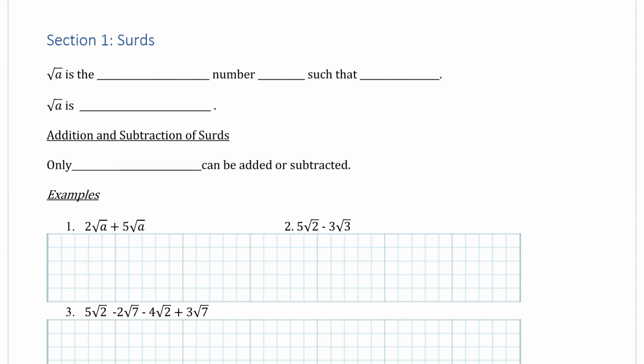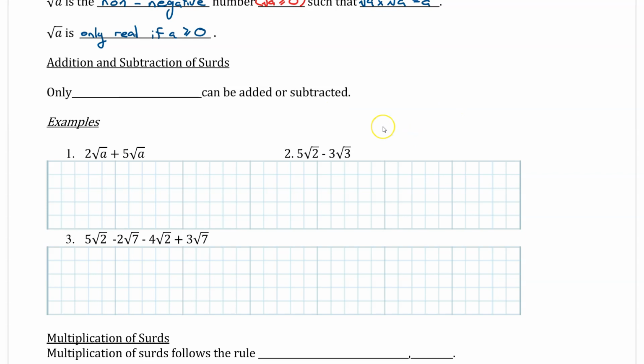So jumping into it, root A is the non-negative number such that root A times root A equals A. And we find that the square root of A is greater than or equal to 0. Now root A is only real if A is greater than or equal to 0.